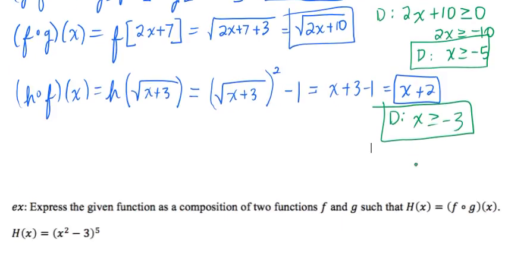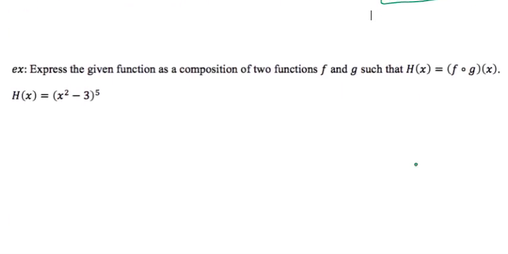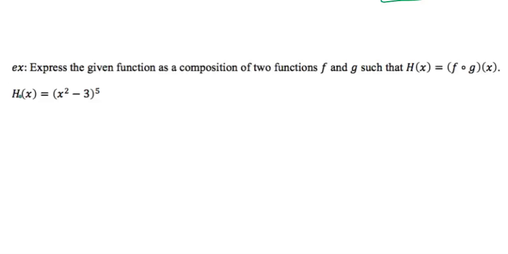And last, we're going to express this given function as a composition of two functions f and g. So capital H of x is defined as x squared minus 3 all to the 5th. The goal is to find two functions f and g so that when you compose them, f composed of g, this is what you get. Okay, so this is a bit of a guess and check, but essentially g right here is like your inside function, and f is what you do to that. That's like your outside function.